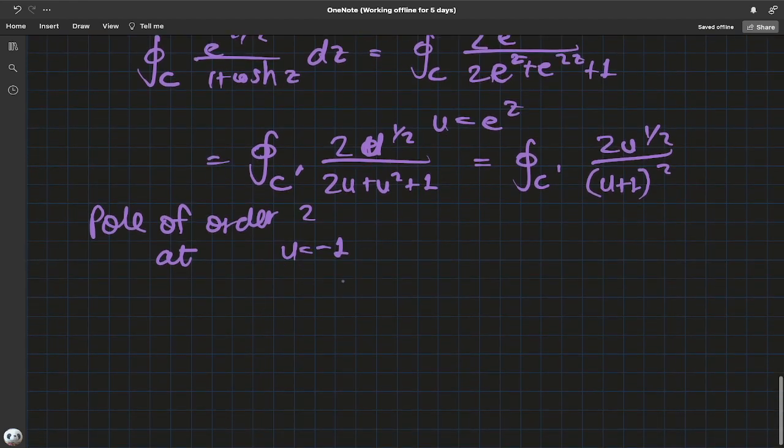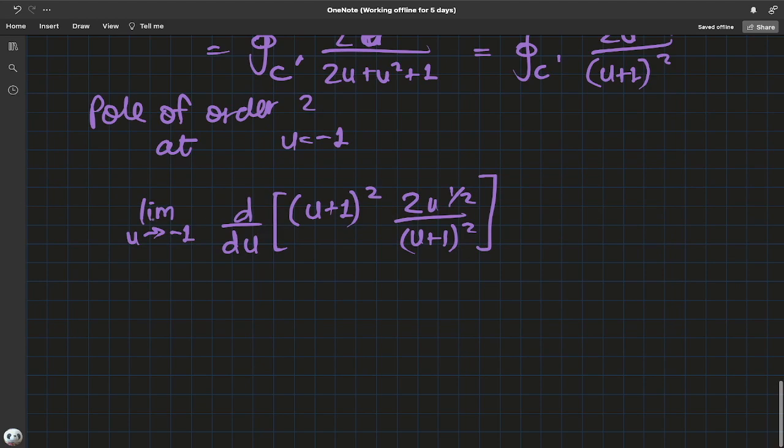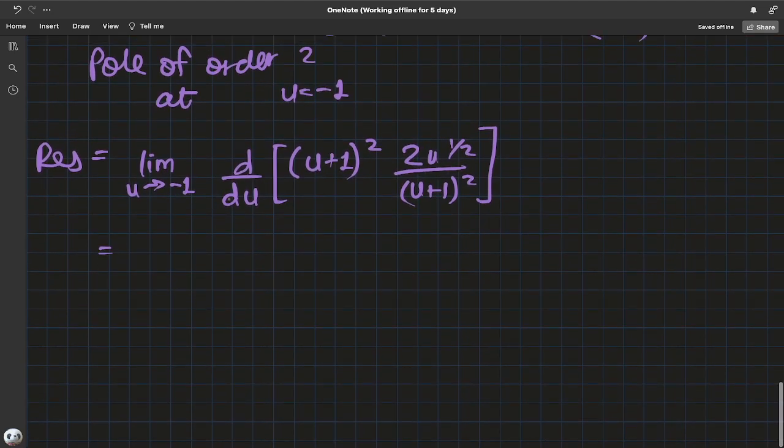So for poles of order 2, what we need to do is multiply the function itself by that thing raised to the order of the pole, then take the first derivative with respect to that variable, and then take the limit as the variable approaches that pole. This is the residue. I hope you remember the formula for a residue of a pole of higher order. So this cancels out.